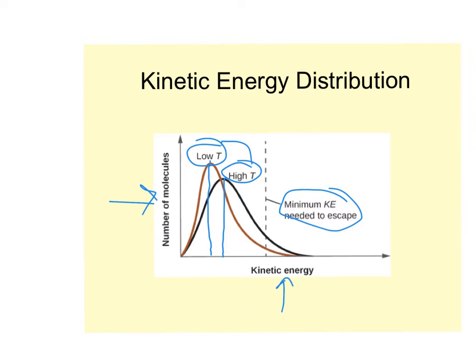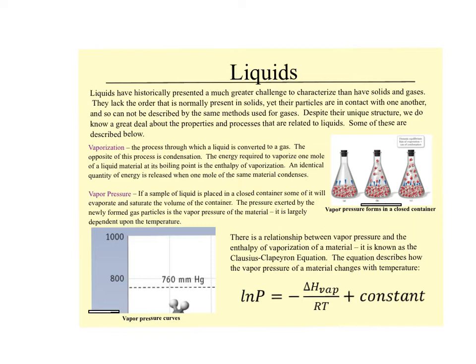Now, what are we talking about? We're talking about escape to the next phase, be that from solid to liquid or liquid to gas. So let's focus a little bit on liquids for a minute. They're a little bit more challenging to characterize than solids and gases. You generally don't have the order that you have in solids, but they're in contact with one another, so you can't really use the ways that we describe gases. We know a lot about their properties, but we want to be able to describe them a little bit further.